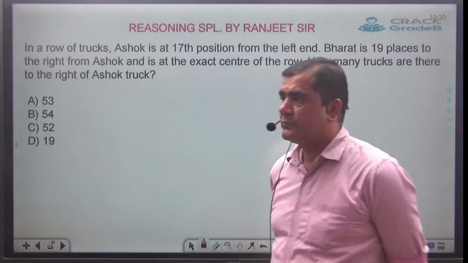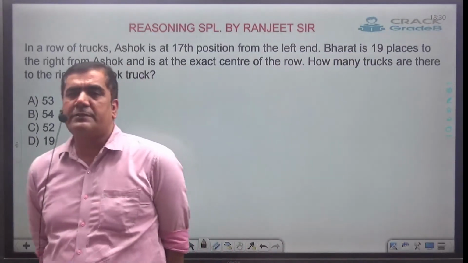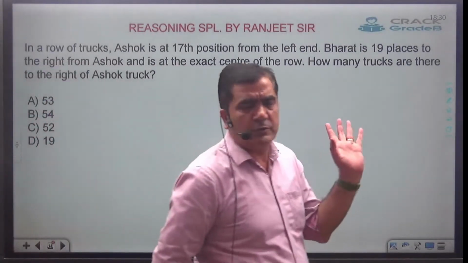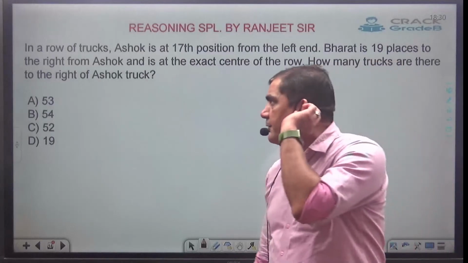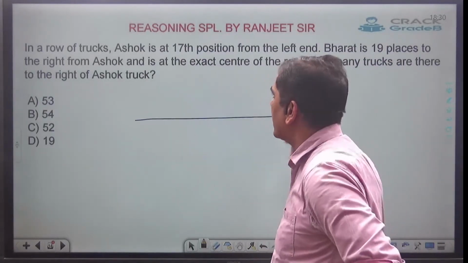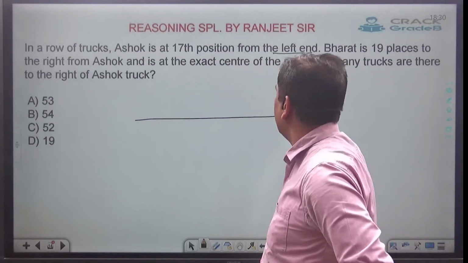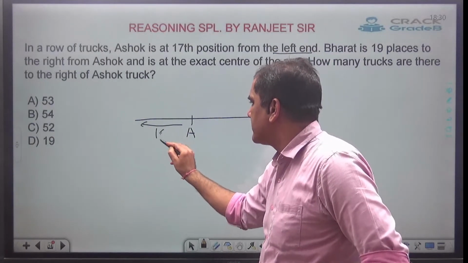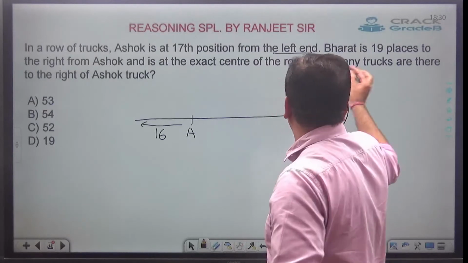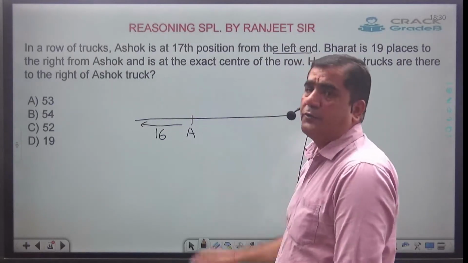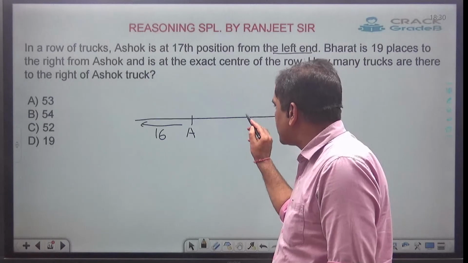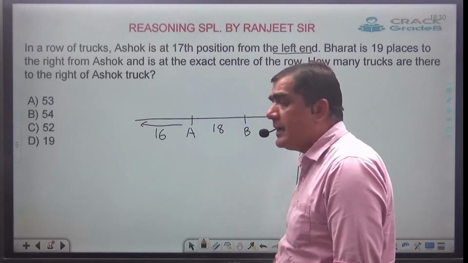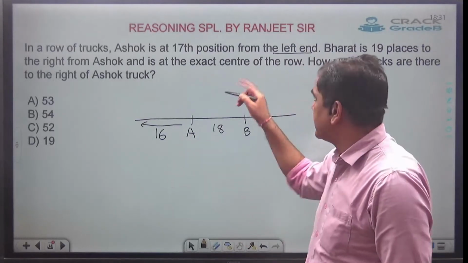Okay. Same problem, but now they are simply playing with the words. So very easily we can get the answer. See here what they are saying, in a row of trucks, Ashok is 17 from the left. Ashok truck is 17 from the left, means to the left of Ashok there must be 16 trucks. Bharat is 19 places to the right of Ashok, means Bharat must be over here, and Bharat is at the 19, means in between there must be 18. See, read the statement carefully.